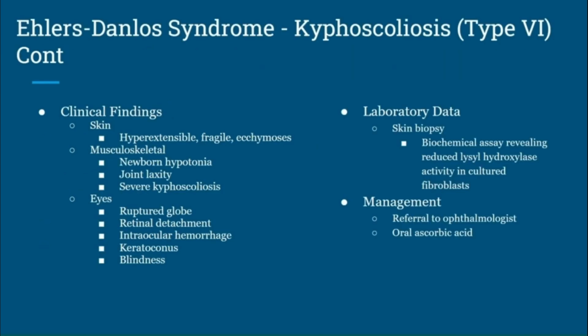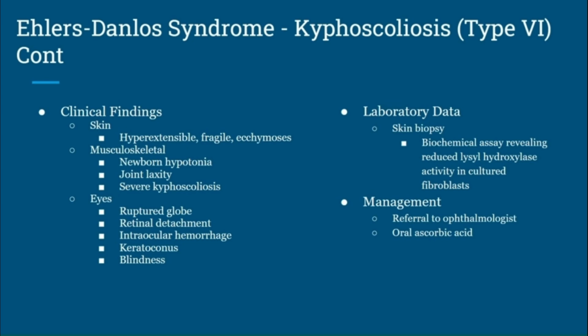Kyphoscoliosis, things to consider. Make sure you know that the skin can be hyperextensible, with joint laxity. Severe kyphoscoliosis is notable here. And the added thing that doesn't quite make sense with the name is that you could have eye manifestations with this one: ruptured globe, retinal detachment, intraocular hemorrhage, keratoconus, blindness, etc.